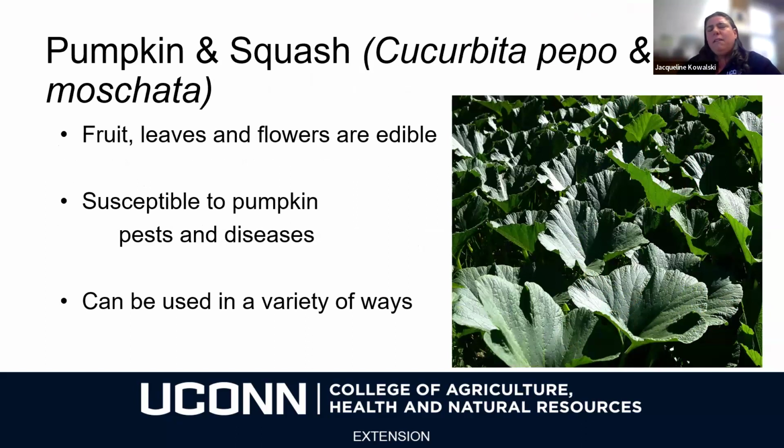Pumpkins and squash, when we looked back at our center of origin or centers of diversity on our second slide: pumpkins in North America, pumpkins in Central America, pumpkins in South America. So again, there's a lot of diversity available, and it's also important to know that it's not just the fruit that people from different parts of the world are consuming. Sometimes they're consuming the leaves. Sometimes they're consuming the flowers. Pumpkins and squash are going to be susceptible to pumpkin pest and squash diseases here in the Midwest, but they can be used in a variety of ways.